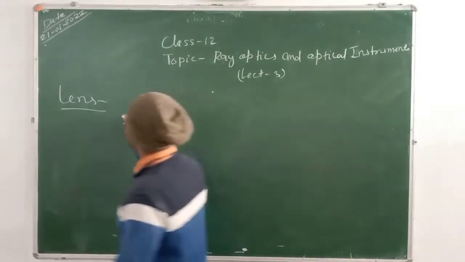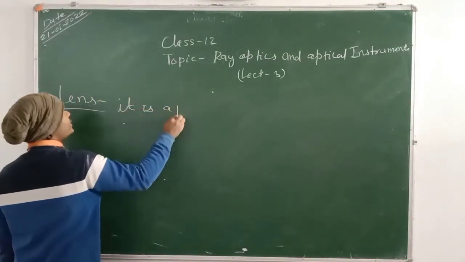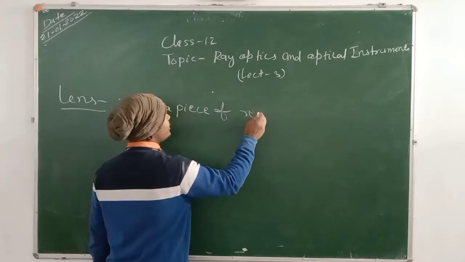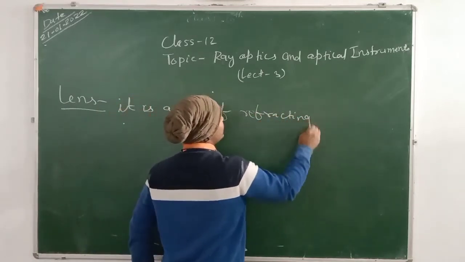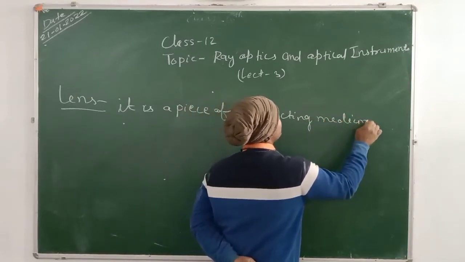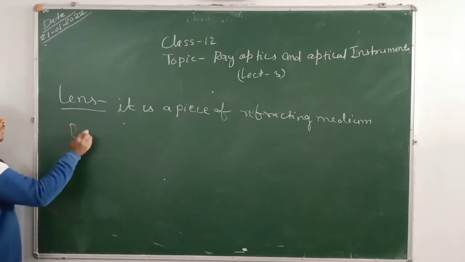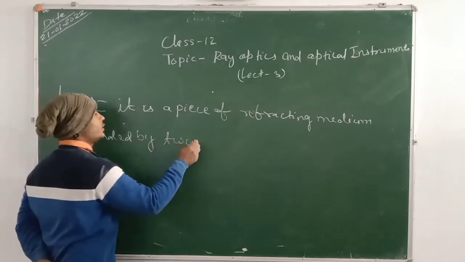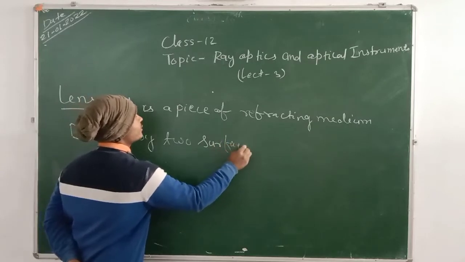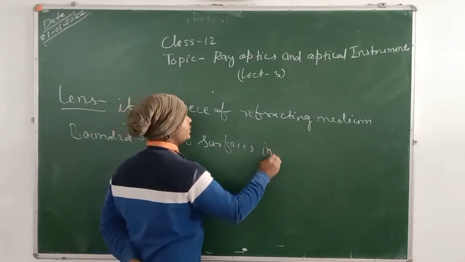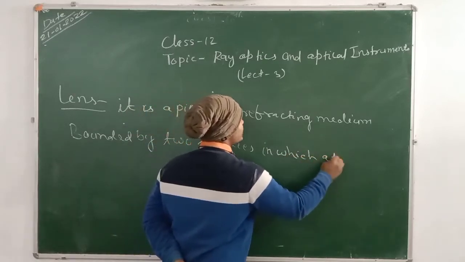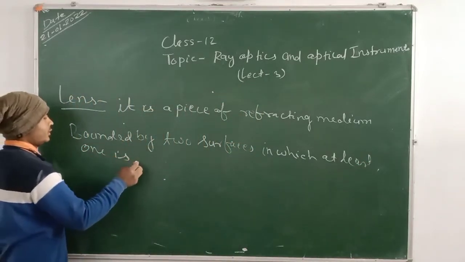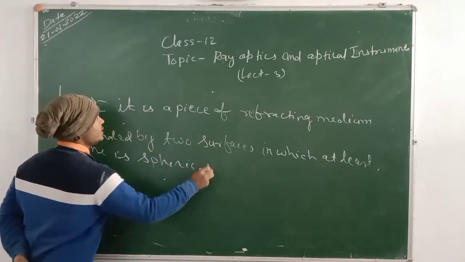Means a lens is a piece of refracting medium bounded by two surfaces, in which at least one is spherical. Is this clear, my students?